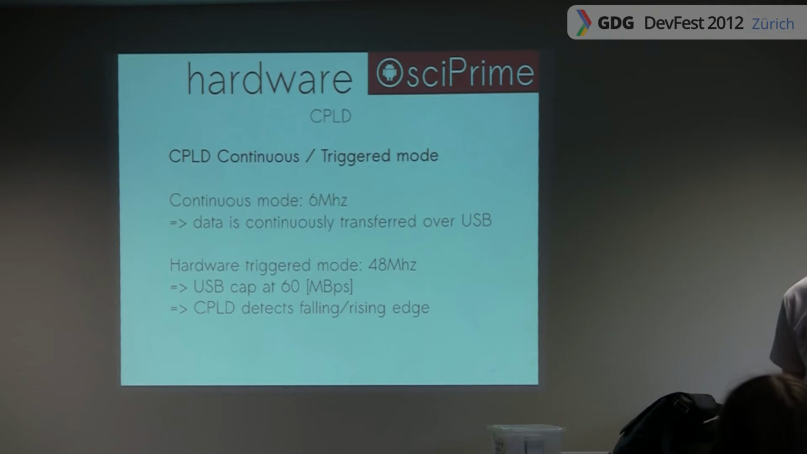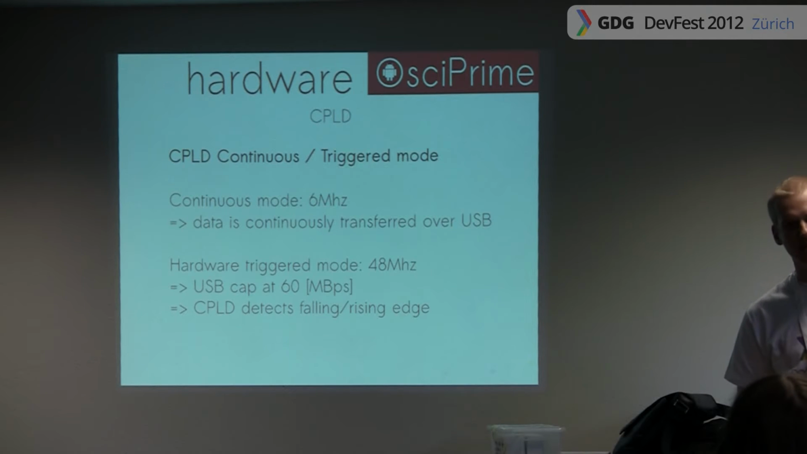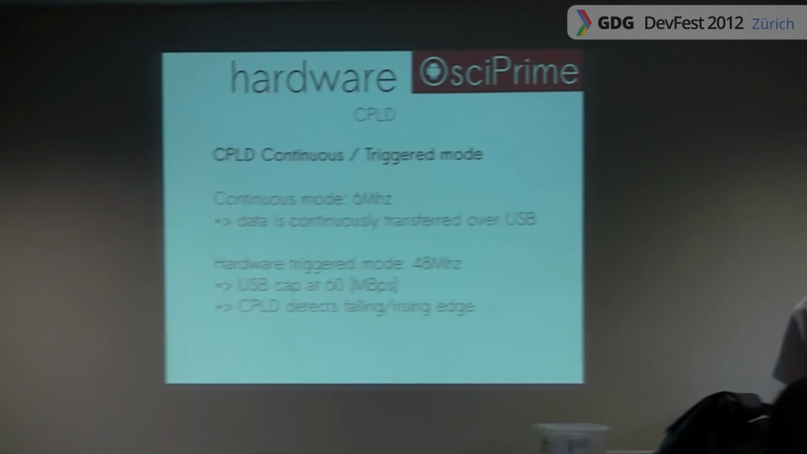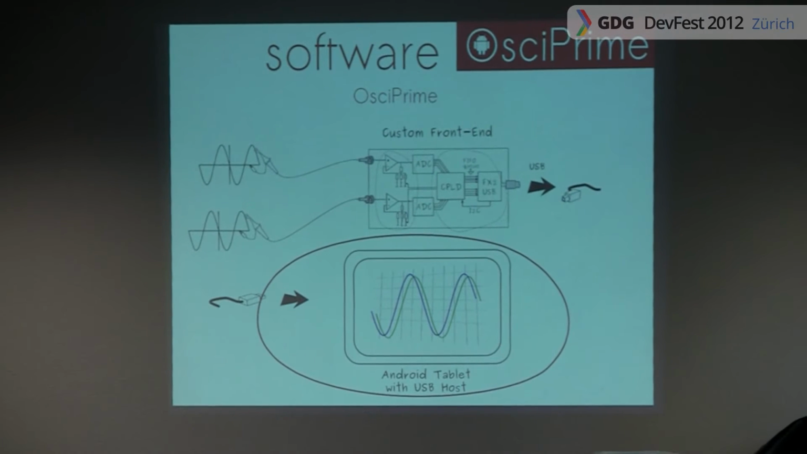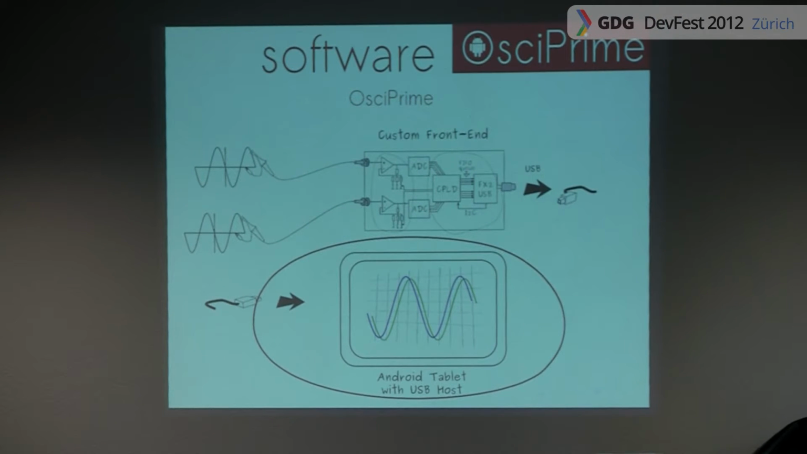So this slide is somehow outdated. We have a continuous mode where we sample at 6 megasamples, and we continuously transfer all data over USB. In the current firmware state, we have some other modes where you can use single channel only, but then you can sample up to 24 megahertz. So it's 24 megabytes continuously transferred. So that's that for the custom front end.